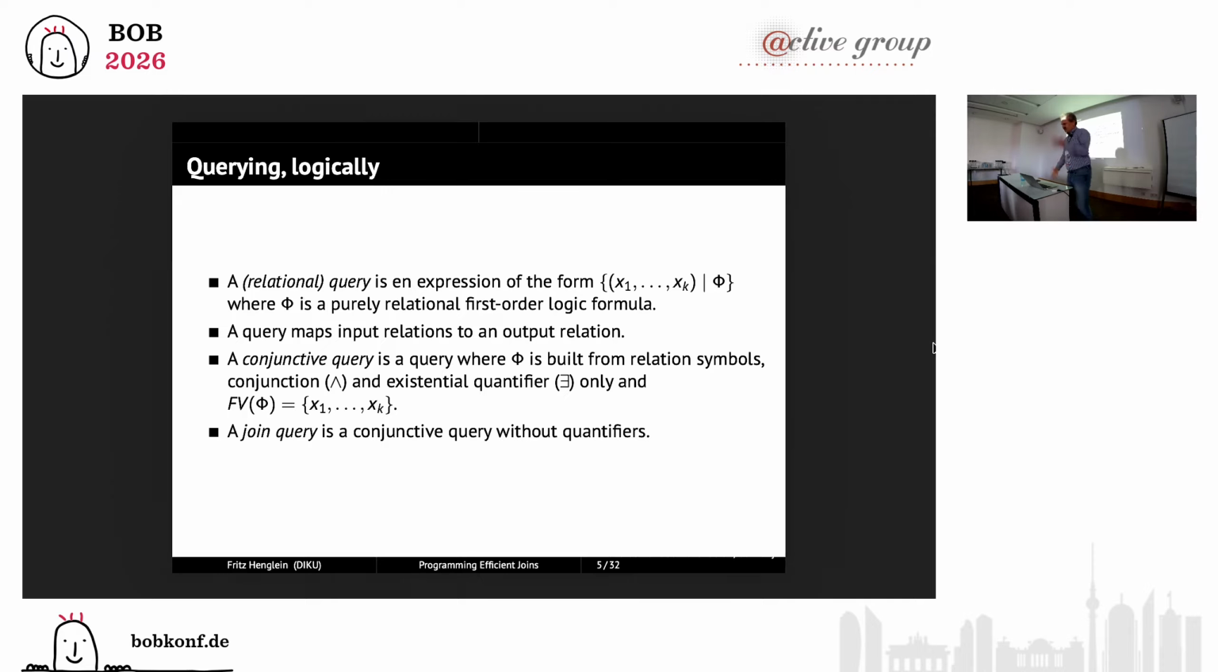So what is a join query? Well, it's the same thing as a conjunctive query. You're just not allowed to use an existential. An existential might be confusing, but it's basically just a projection. Projection means leaving off some of the variables you otherwise have. You're just returning the tuples without those.